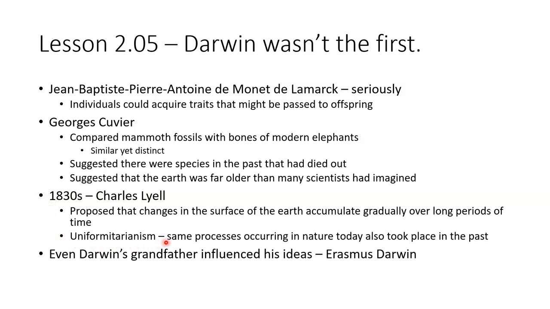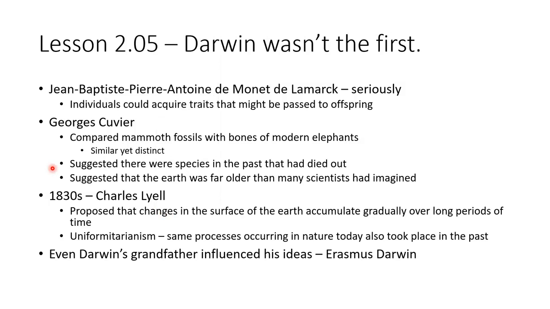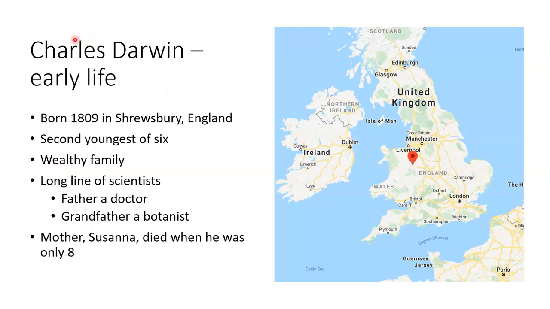Uniformitarianism, there's a word, right? Means that the same processes occurring in nature today also took place in the past. So we recognize today evidence for evolution, and so theoretically, logically, we can say, well, if these processes are occurring today, they must have occurred in the past as well. And even Charles Darwin's grandfather influenced his ideas. So Charles Darwin, who you saw a picture of on the first slide, was not the first person to have ideas of evolution. But anyway, let's talk about Charles Darwin.